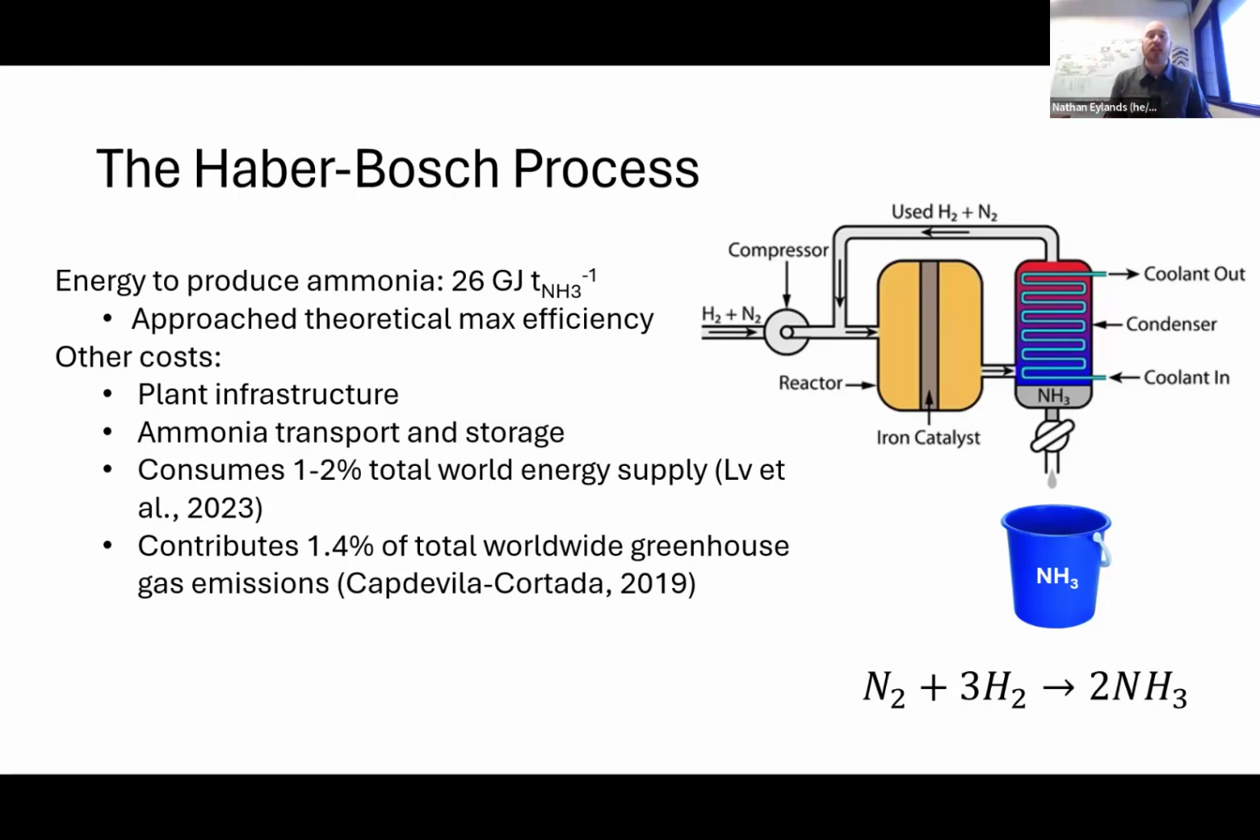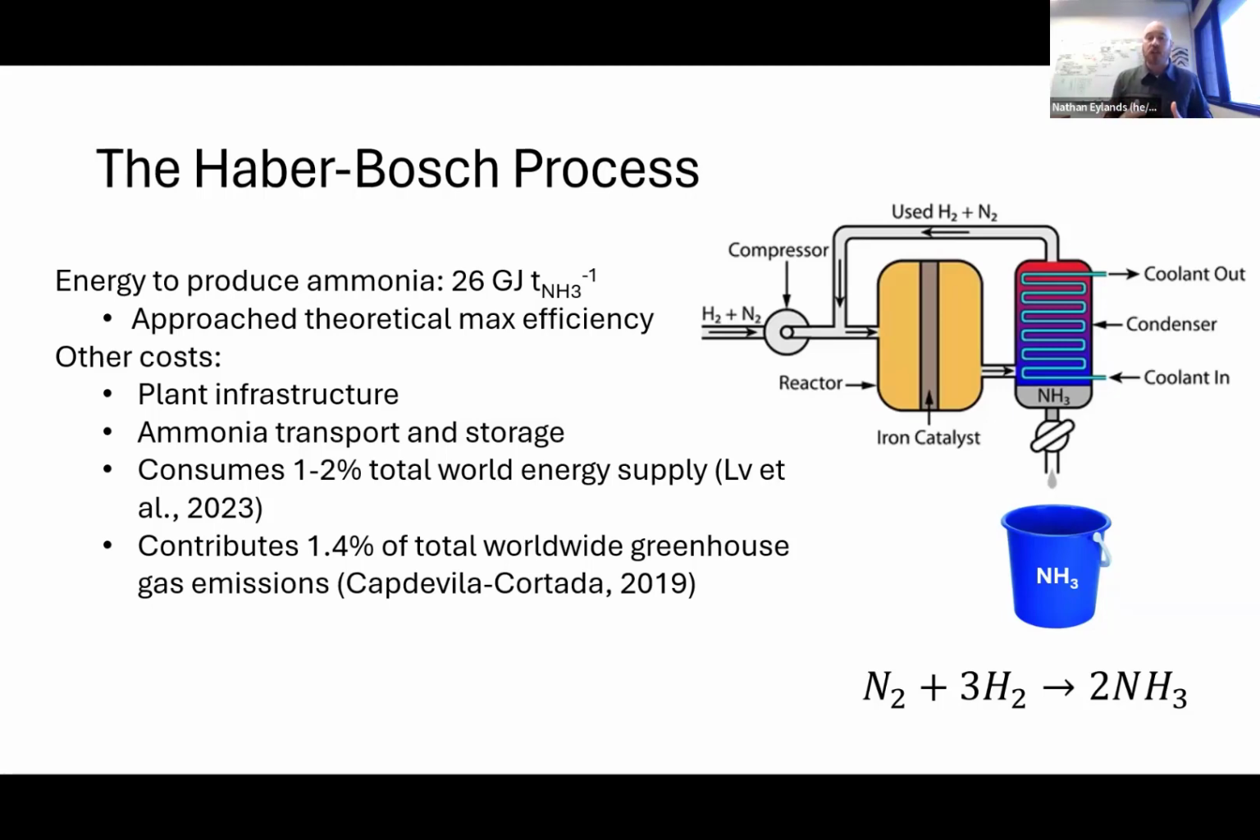However, it is extremely energy intensive. In the 1930s, this process consumed about 100 gigajoules per ton of ammonia. Now that number is down to about 26 gigajoules and has approached its theoretical maximum efficiency. So this process is very costly on its own. The very nature of its production has been centralized to a handful of locations because of this as well. The hydrogen source comes from natural gas. This fact limits the regions that are capable of producing nitrogen fertilizers.